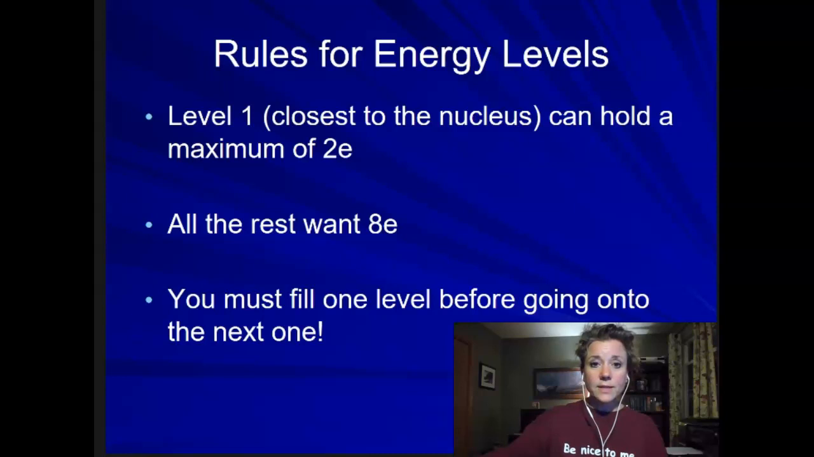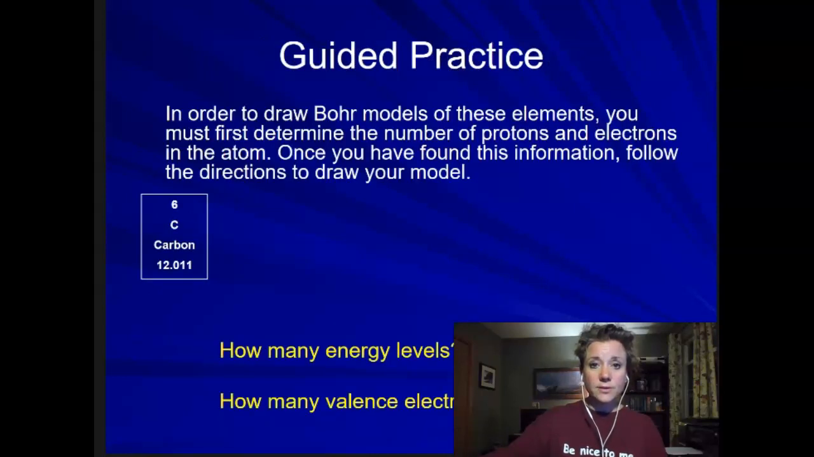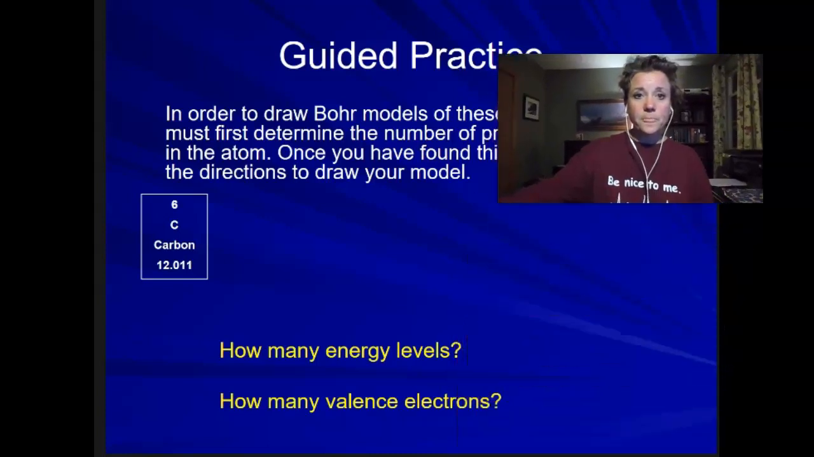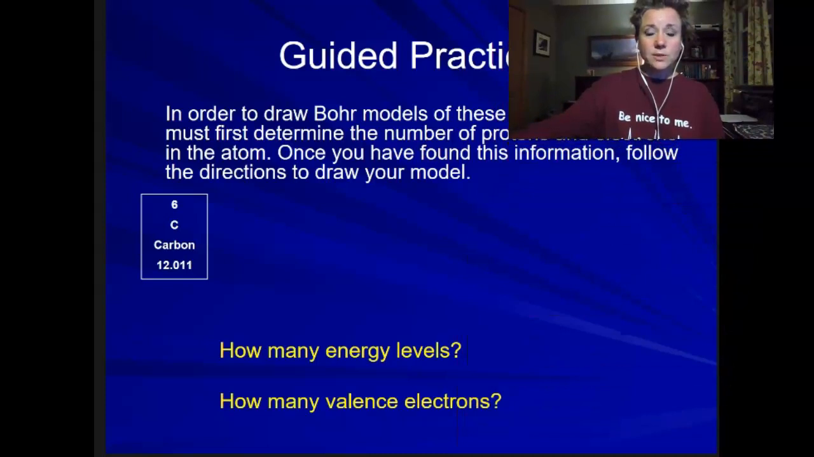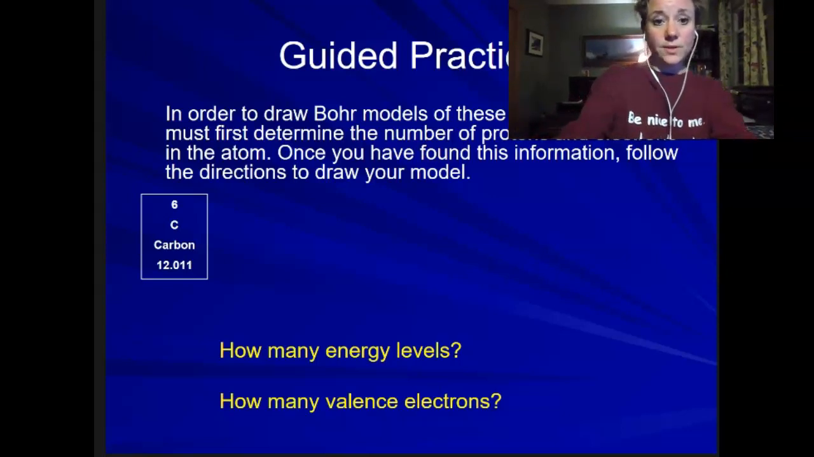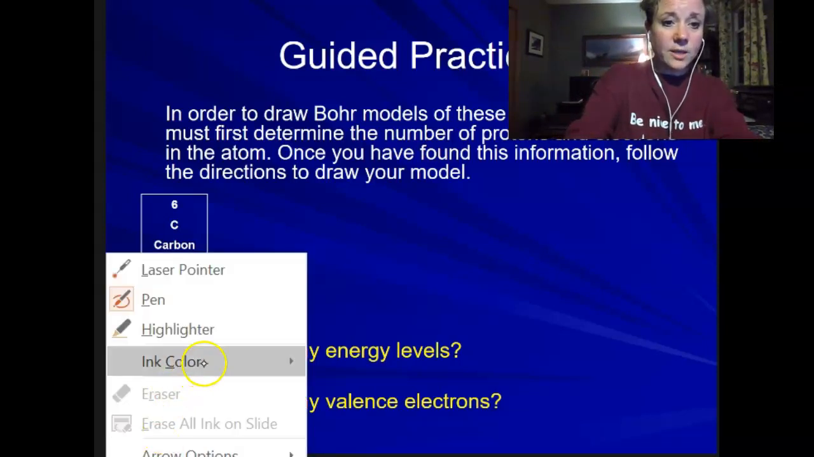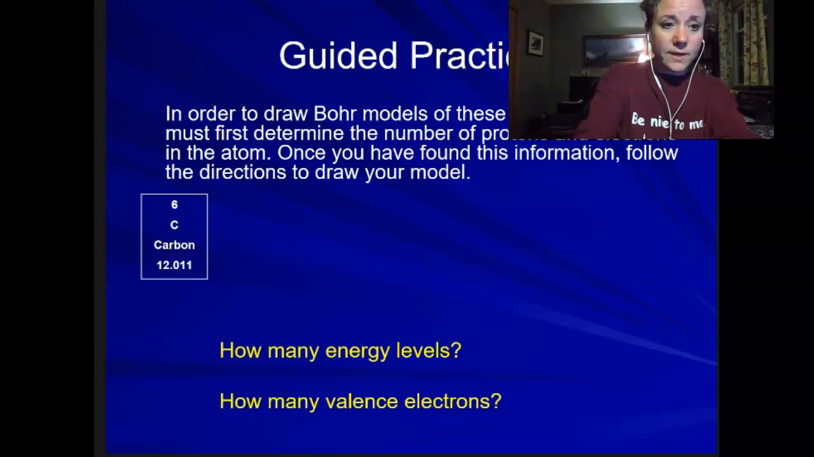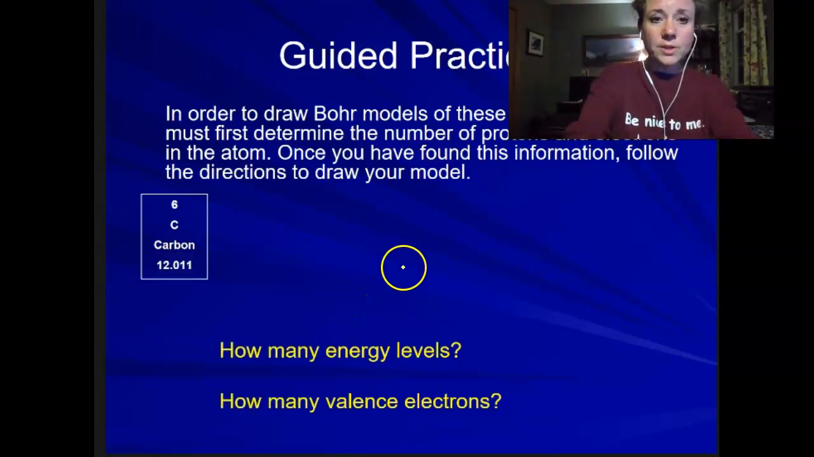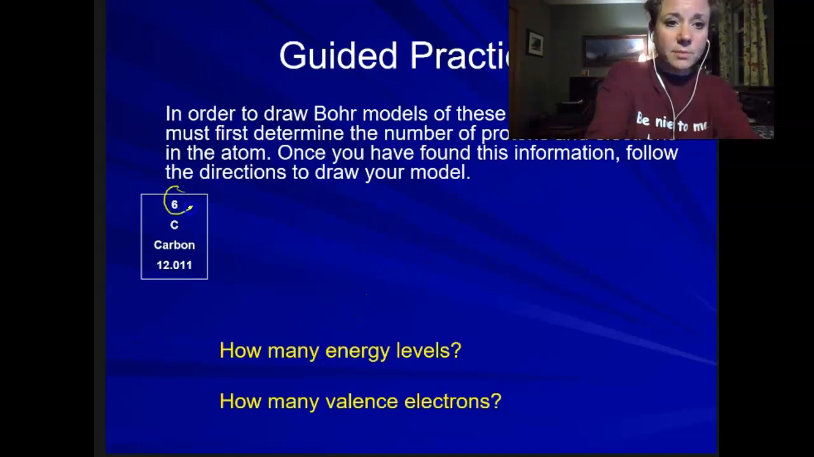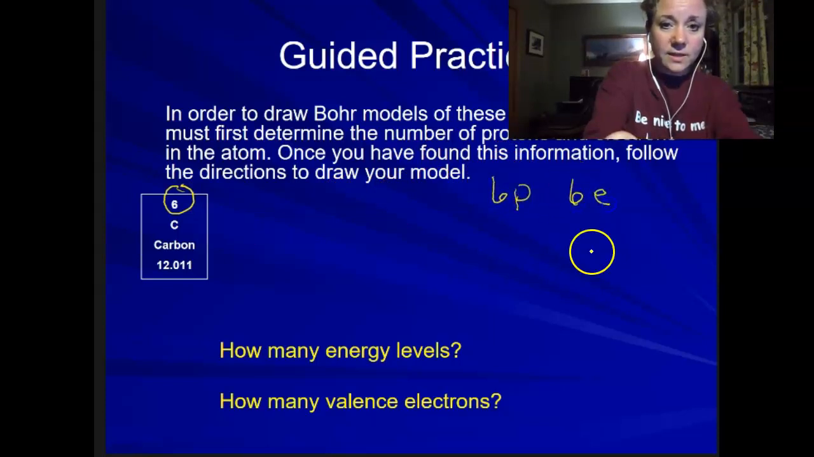All right, so you've got some space on your sheet for some guided practice, so I'm going to run through a couple of things with you. In order to draw Bohr models, you first need to determine how many protons you have and how many electrons you have. So let's just start with a simple atom. This is carbon. Our atomic number for carbon is 6, and what that means is that we have 6 protons, and it means that we have 6 electrons.